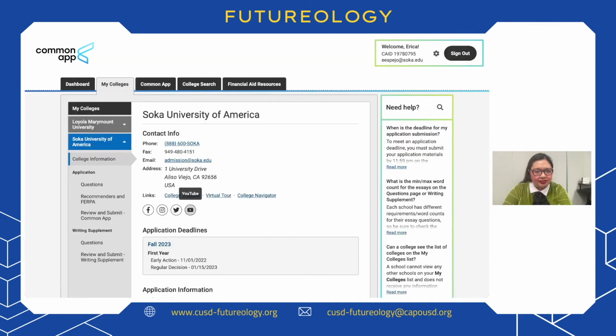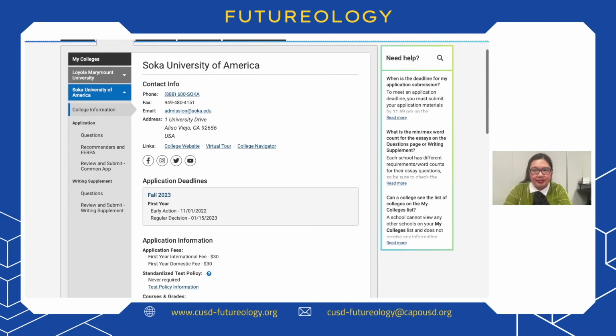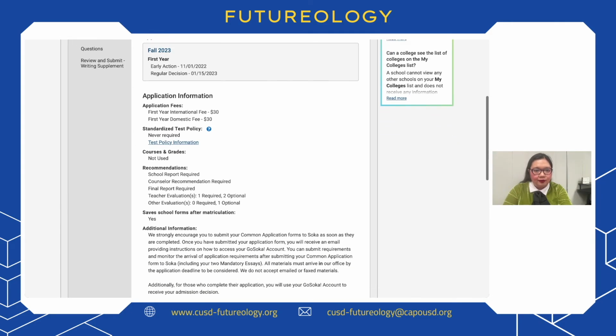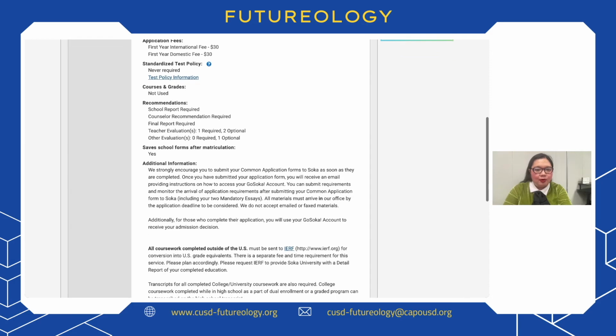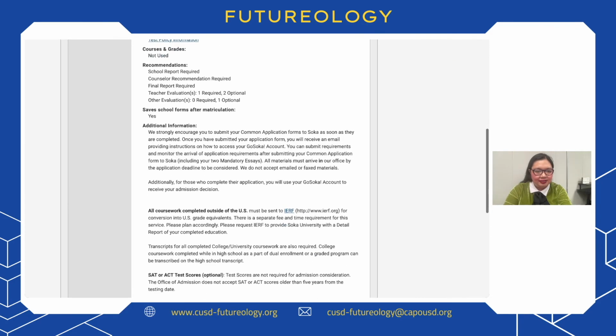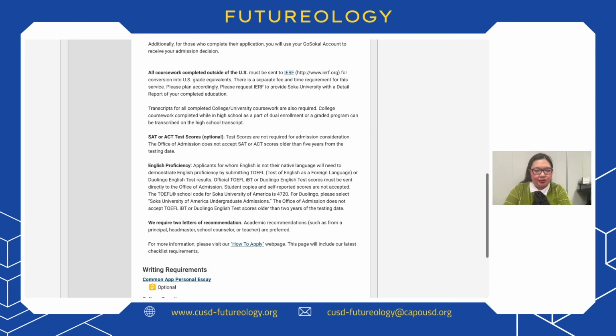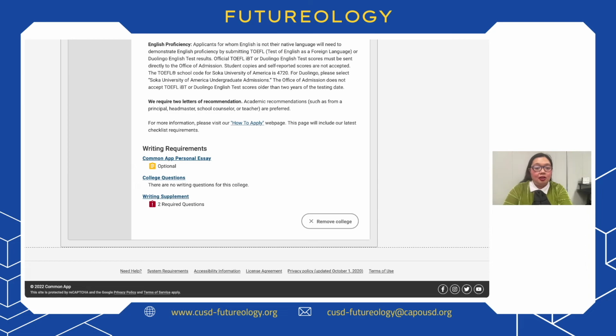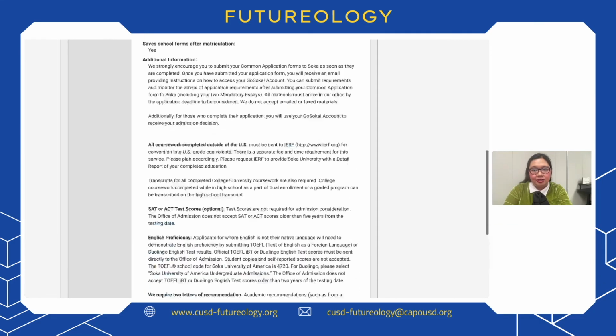So for Soka University of America, again, you have the contact information, you have the deadlines, you have the application fees, and you can definitely see here the application fees are different from LMU. You can review their test policy, what they require in terms of recommendations, and you can also just read additional information about requirements. You can see here that the Common App essay is optional. And you can also see you have 2 required writing supplements in addition to the application.